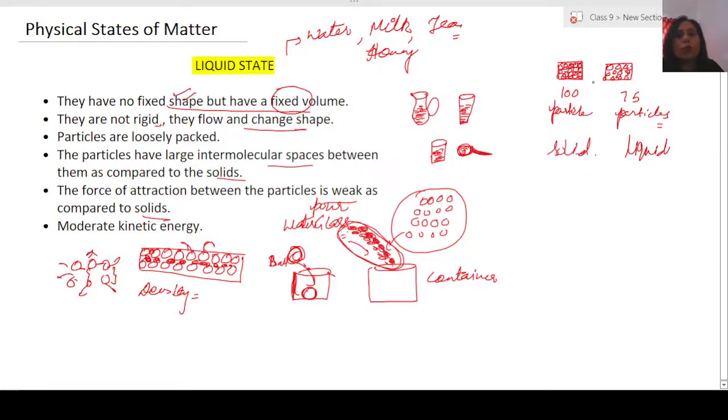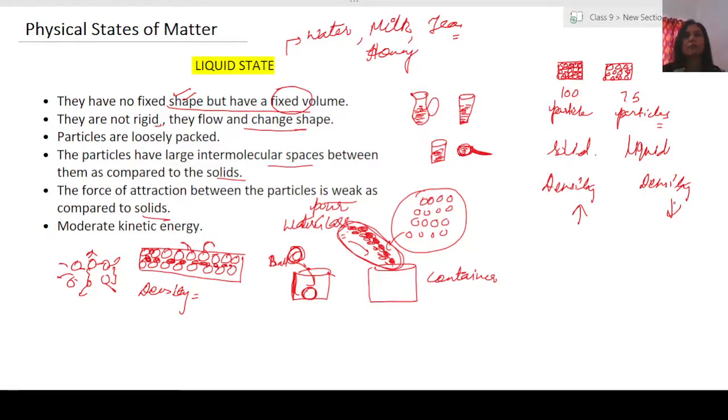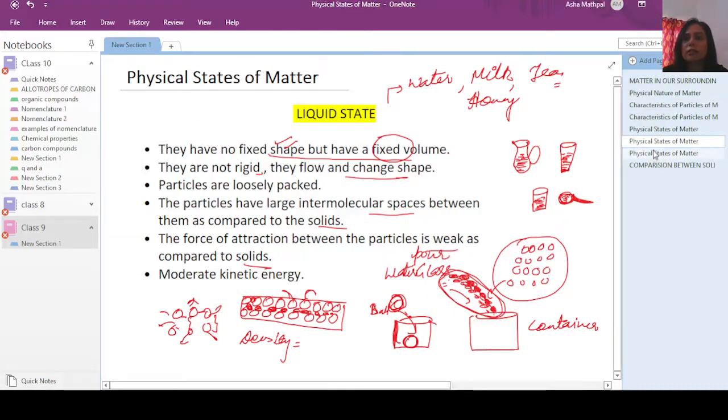So more number of particles are compactly arranged, so obviously the density in case of the solid is high, but in case of the liquid the density is low as compared to the solid. Why? Again, in the same volume fewer particles are packed because there is space among the particles. Now let us go to the third state, that is the gaseous state.